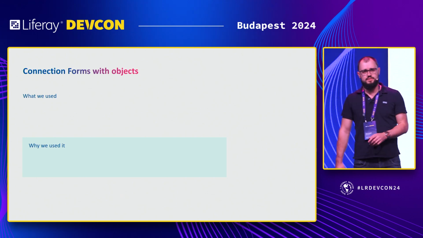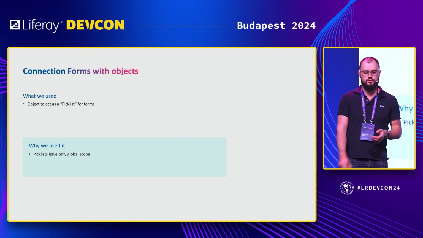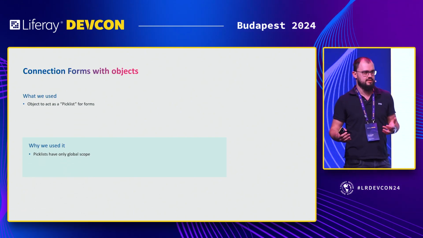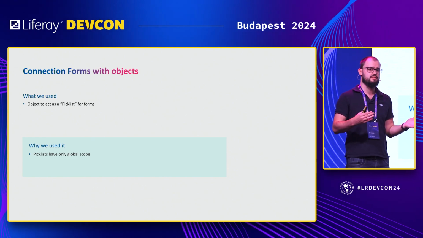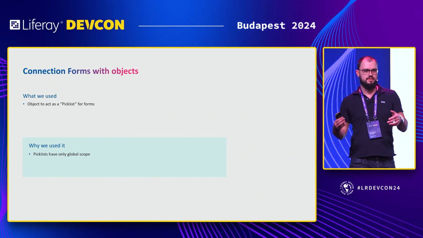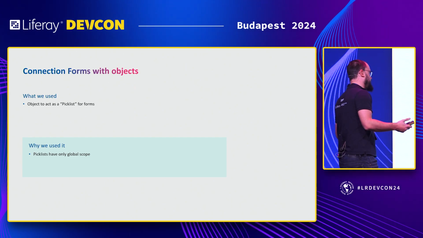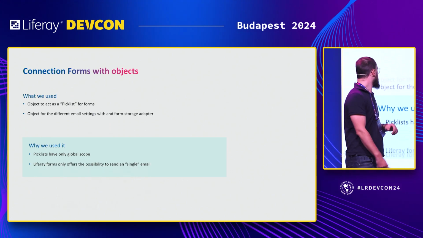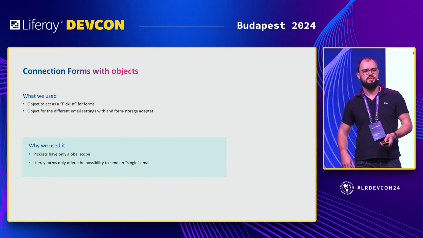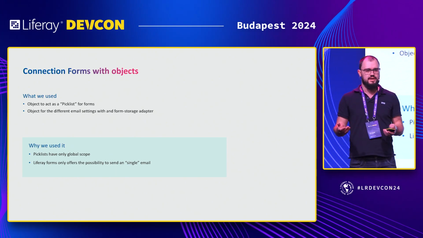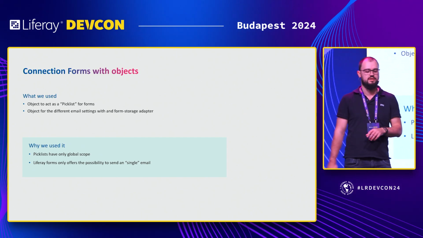The next challenge we had was connecting the object forms with the object. As I said before, we at first create one object which acts like a pick list. We don't use the Liferay pick list for this because a pick list is only on a global scope, and we needed it for a site scope. So that's the reason why we chose to create a simple object with title and form instance ID. This is also used with a form storage adapter. So when the form is saved, it gets the information from the two objects and sends the emails to the recipient and to the user who entered his email as well.